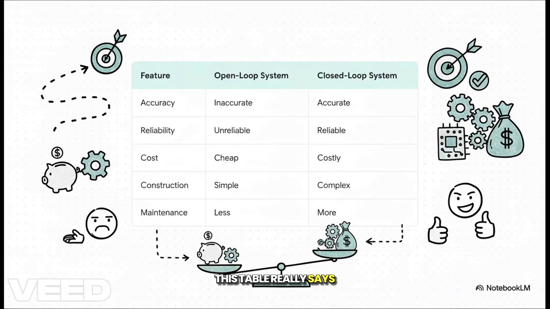This table really says it all, doesn't it? If you need something cheap and simple and you can live with it not being perfectly accurate, open loop is the way to go. But if you need accuracy and reliability, if the result truly matters, then you have to accept the complexity and cost of a closed-loop system. It's one of the most fundamental trade-offs in engineering.